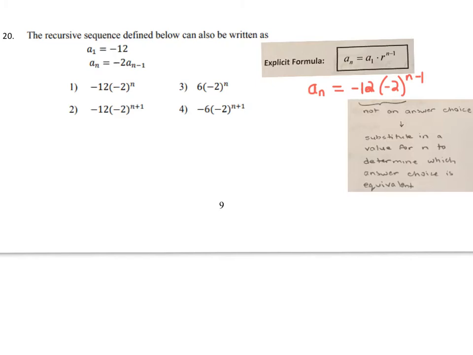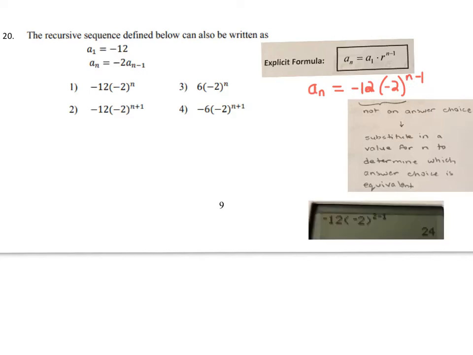Okay, so for example, let's just say we substituted in 2 for n. Wherever we see an n, we're going to substitute in 2. So in your calculator, you can plug in negative 12 times negative 2 to the 2 minus 1 power. You can see that when I replace the n with a 2, that's equivalent to 24. Now, you're going to want to replace all the n's in each of the answer choices with a 2 and see which one also gives you 24.